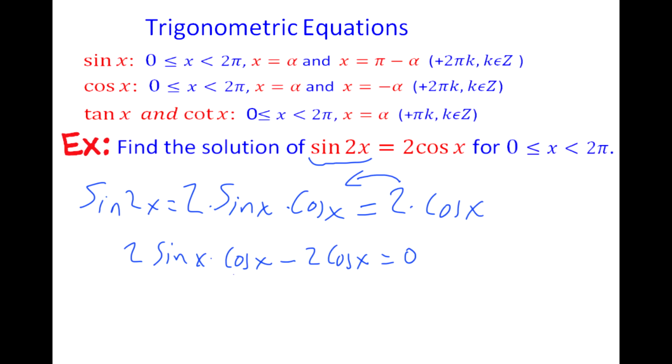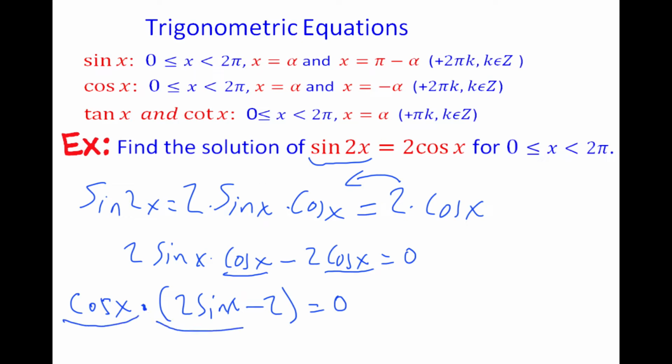Anyway, here guys, we have cosine x and cosine x in common. So if I take the whole expression in cosine x parentheses, then we're going to have cosine x times 2 sine x minus 2, guys, which is equal to 0. And now I'm multiplying two terms, cosine x by 2 sine x minus 2. So either the first term is 0 or the second term is 0, right? Because 0 times something is going to be 0.